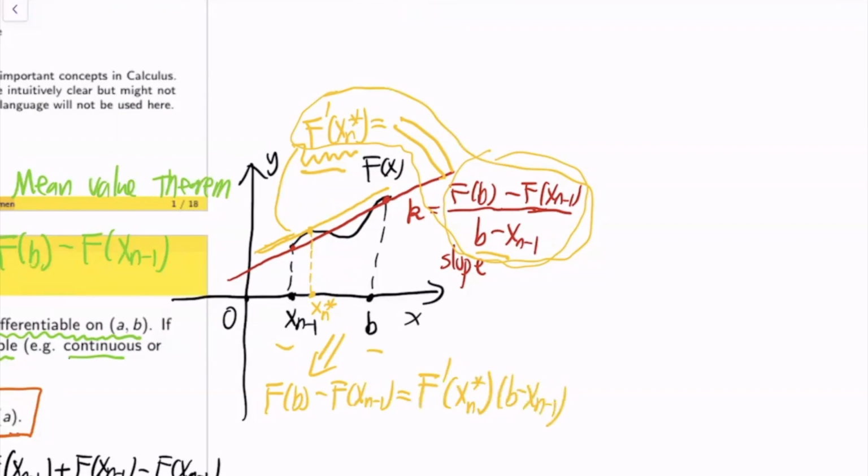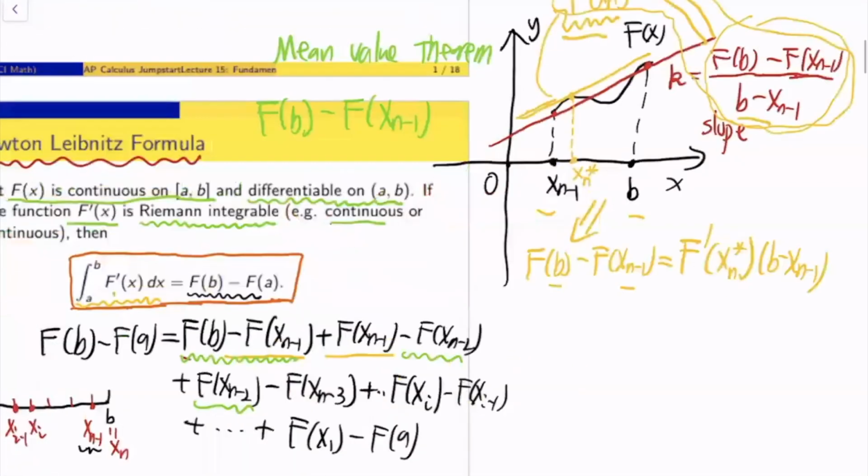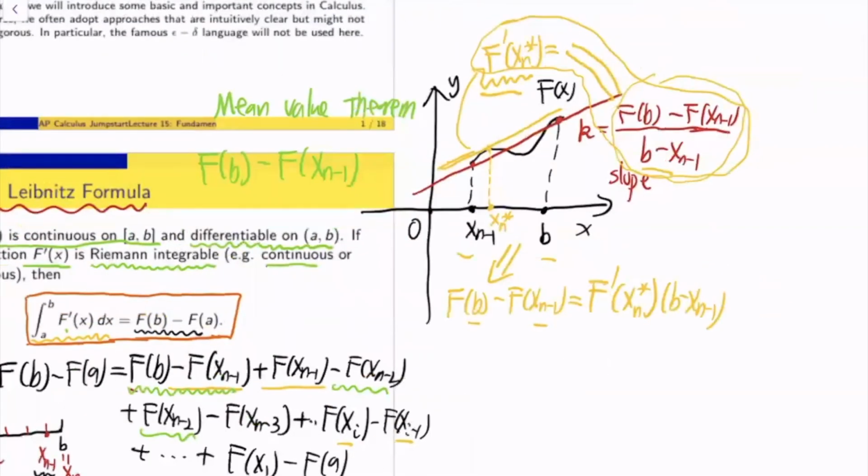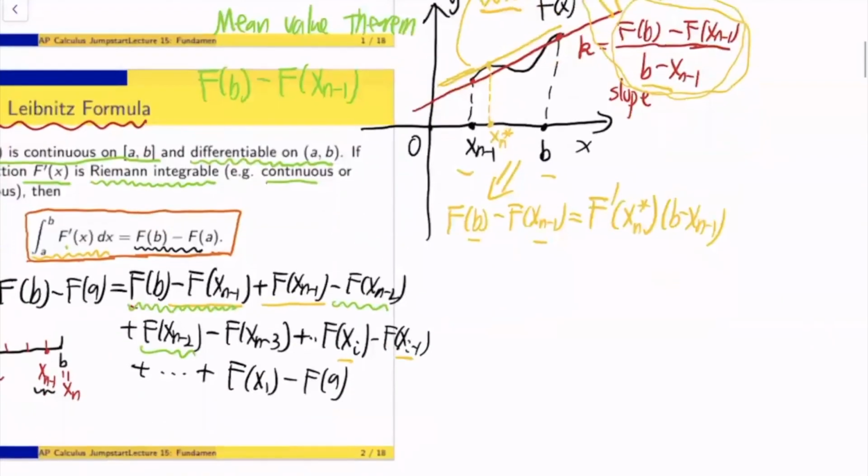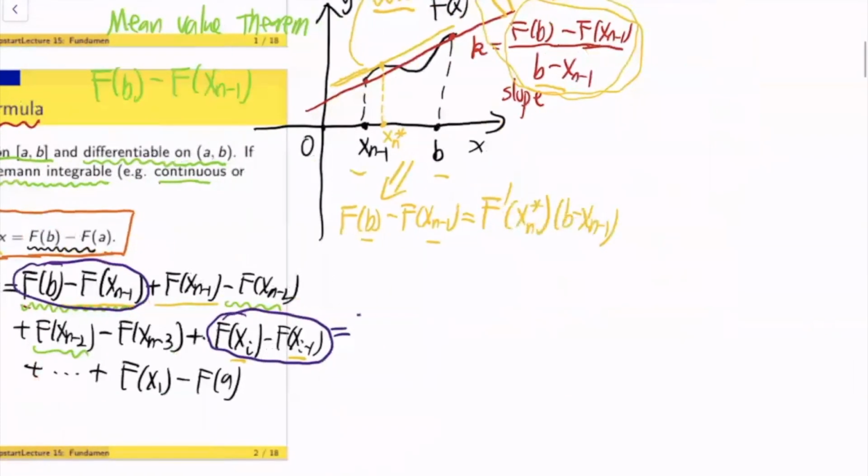Of course, we can extend this to any interval, say x_i minus x_{i-1}, and we just apply the mean value theorem. In general, I can find a point in the middle, so the derivative at xi star, where this is x_{i-1}, this is x_i, and xi star is somewhere between, times x_i minus x_{i-1}.